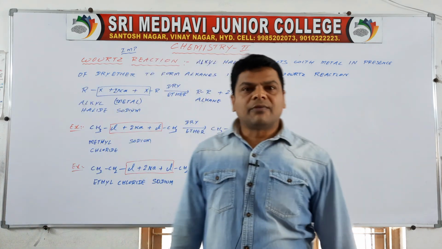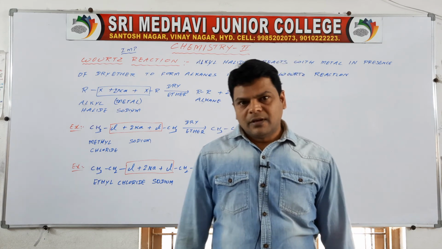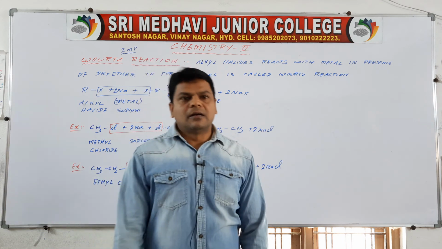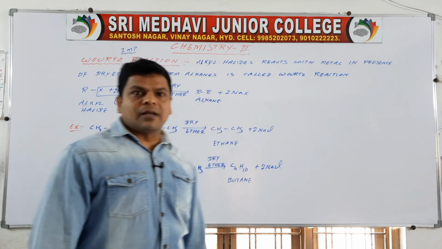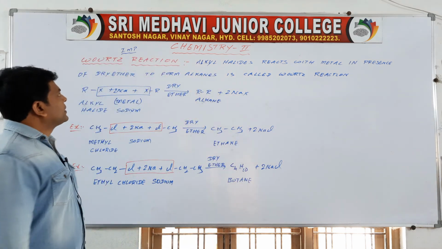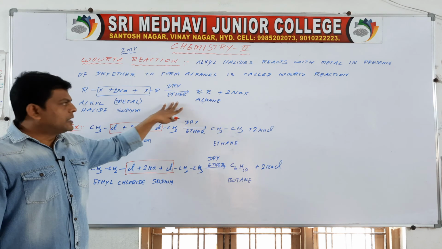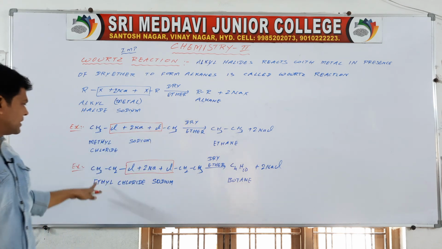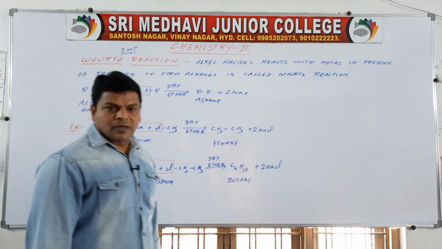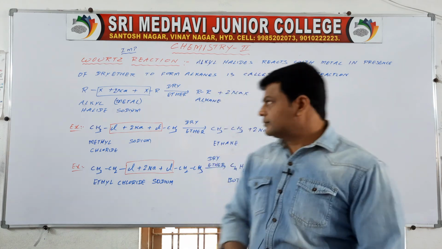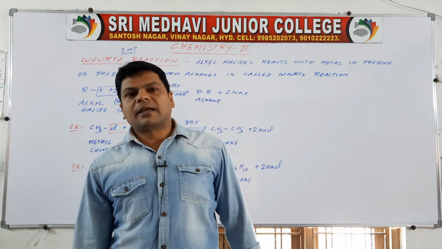By the Wurtz reaction we can't form methane, because that is the lowest alkane. Alkanes with more than one carbon we can form. So this is the reaction with the metal. You may write the general reaction and one example, methyl chloride or ethyl chloride. You may write one reaction out of these two. This is the Wurtz reaction.